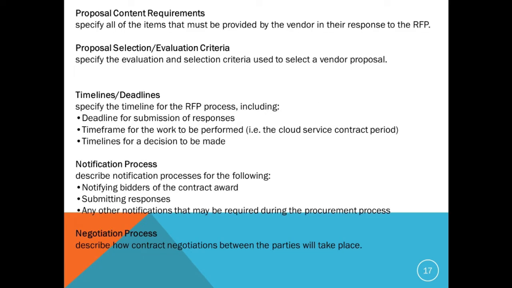Then the proposal content requirement. This is also one of the important components. This section will be very detailed and must specify all of the items that must be provided by the vendor as a response to the RFP. It might specify the formatting of the response, the sections that must be included, and any other additional requirements that are not specified elsewhere. This is what you are expecting from the bidders, the submitters, and how they are going to submit this request.